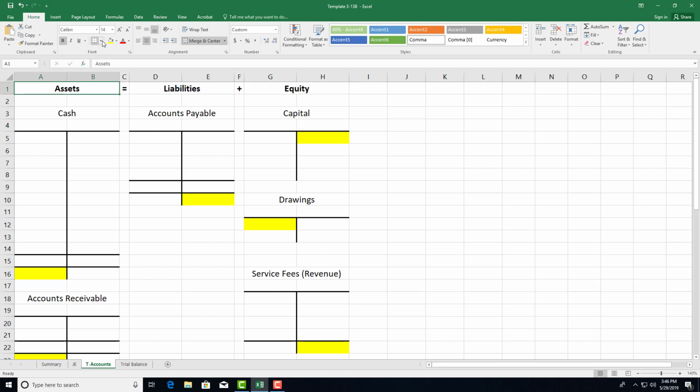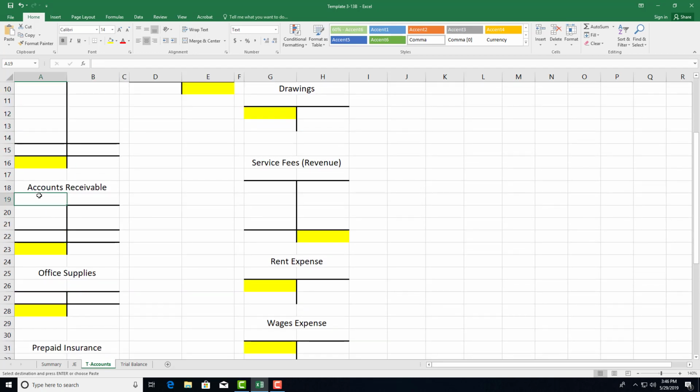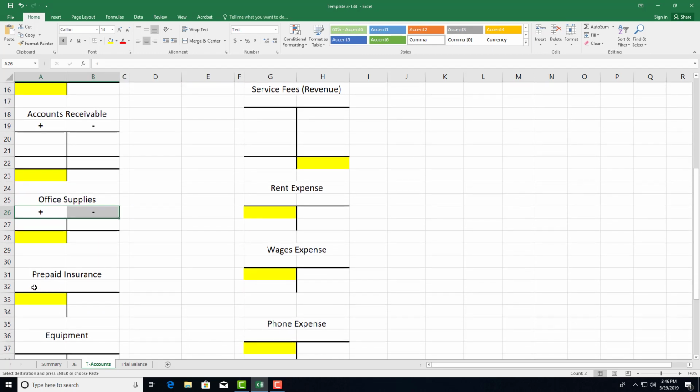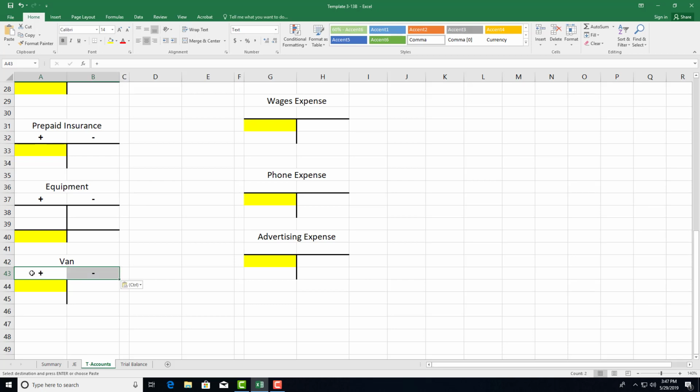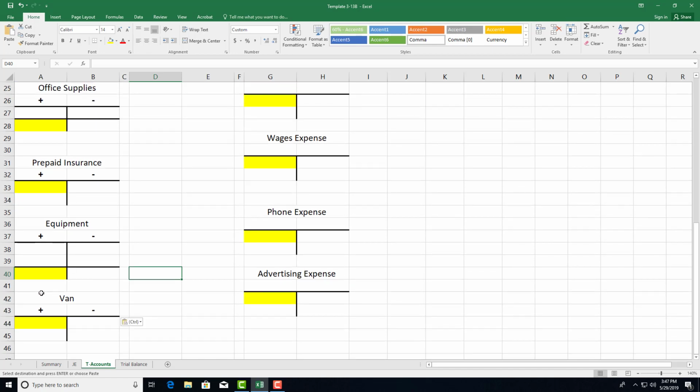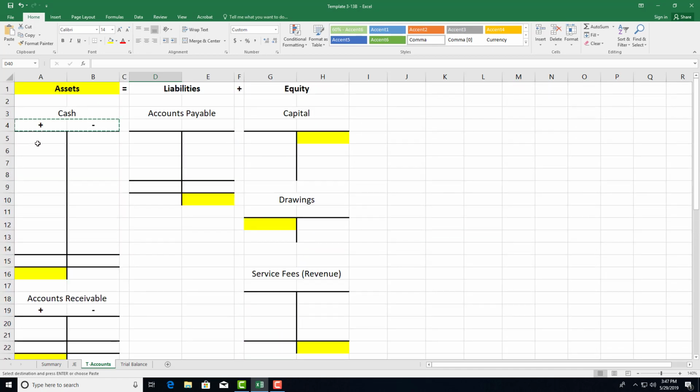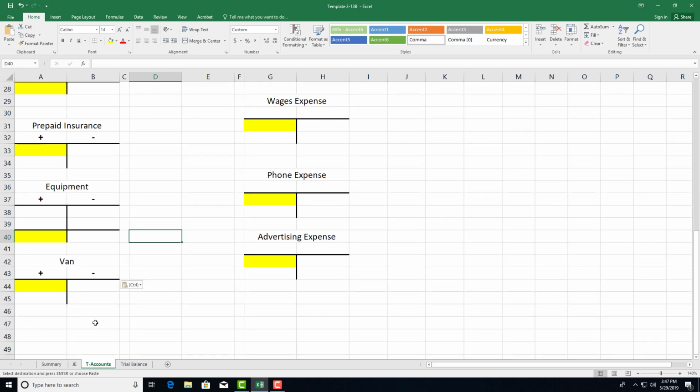So let's start with assets. For assets, our rule is that assets are increased with a debit, decreased with a credit. And that's true for every single asset. So I hit Control C, and then I'll hit Control V to paste that here, here, here, under Equipment, and under the van account. In other words, every single asset follows the exact same pattern. All assets are increased with a debit. All assets are decreased with a credit.